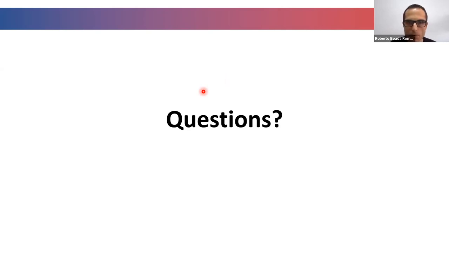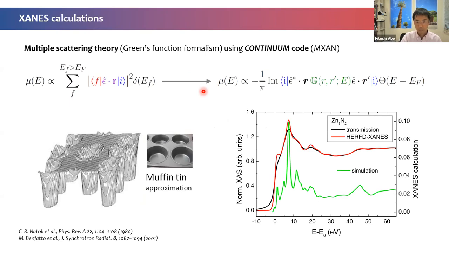As I was saying before, to get more information about what is going on, we did the simulations. We applied the multiple scattering methodology, using the continuum code implemented in MXAN. This is similar to the code that was later implemented in the Green function formalism in FDMNES. It was developed by Calogero Natoli, and I was taught how to run the calculations using this software. That's why I'm using this continuum code software.